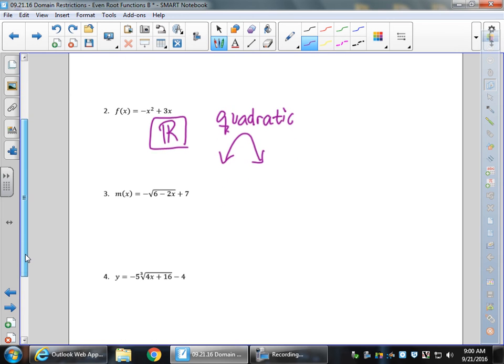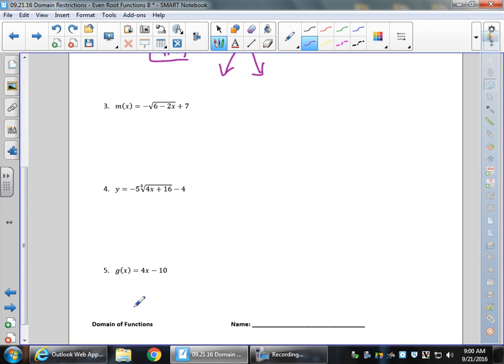Find me one. Why number 5? Number 5 is cubic? Linear. Very good. So all real numbers. Again, linear. Is this an increasing line or a decreasing line? I heard both. Try again. Increasing from left to right. There's one more on here.